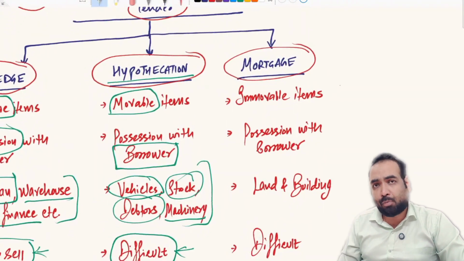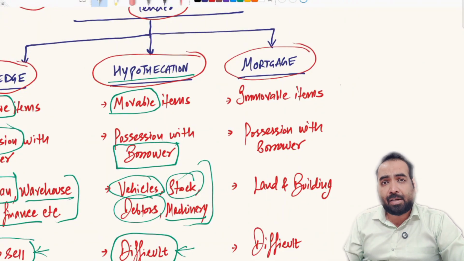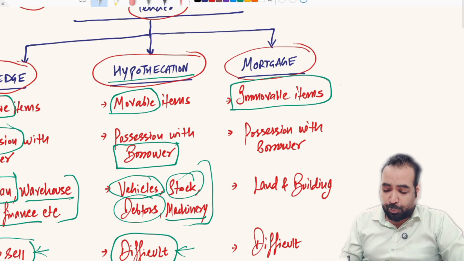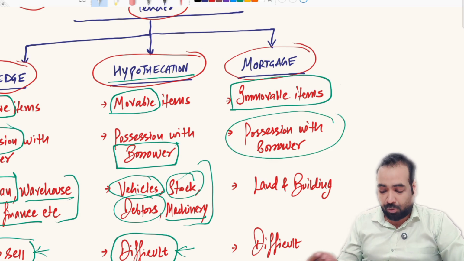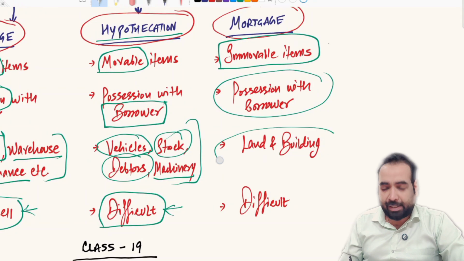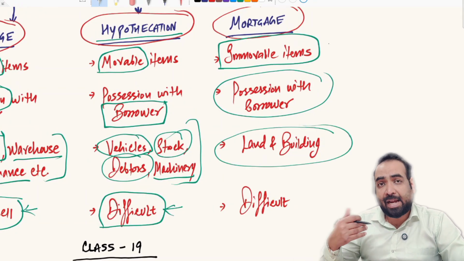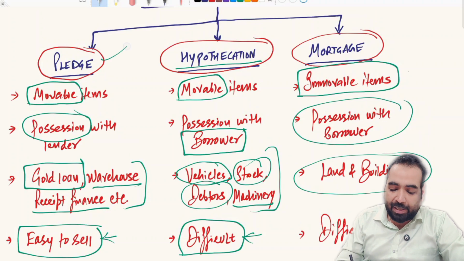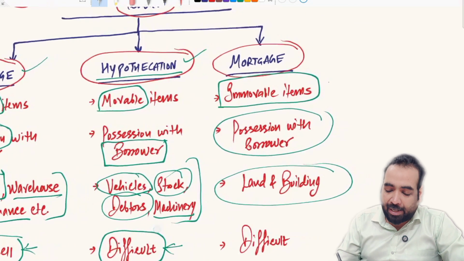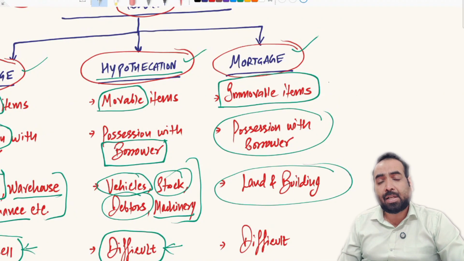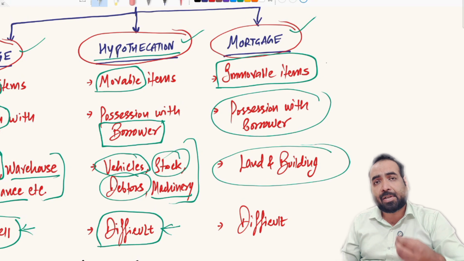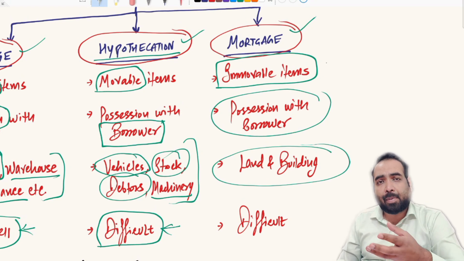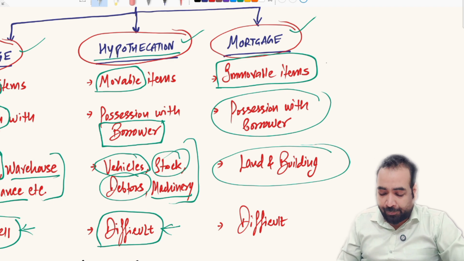The third one is the mortgage. Mortgage is done only for immovable items like land and building. The possession obviously remains with the borrower. The example is very clear: land and building. When you give land and building as security to the bank, the bank cannot pledge it, the bank cannot hypothecate it, the bank has to do the mortgage process for it. So mortgage is of three types: registered, English, and equitable mortgage. We will learn about it in the coming one or two videos.